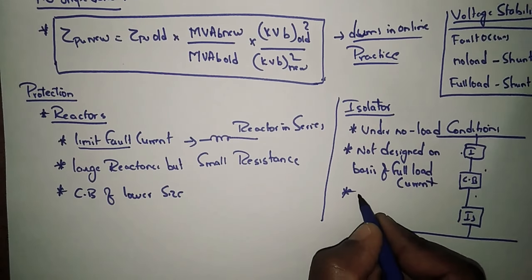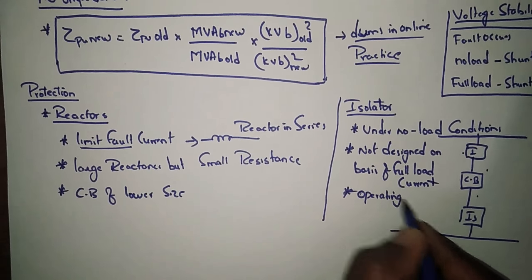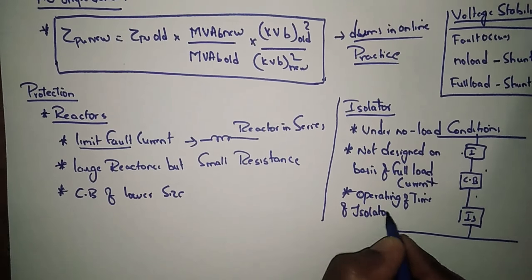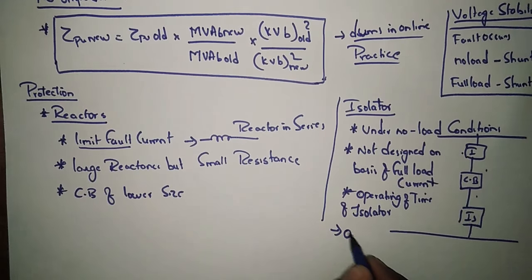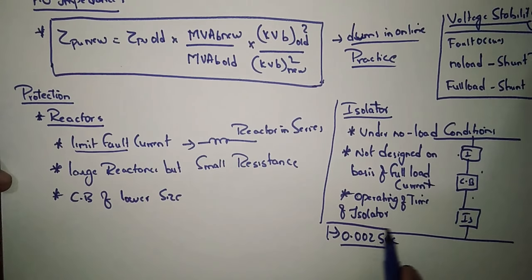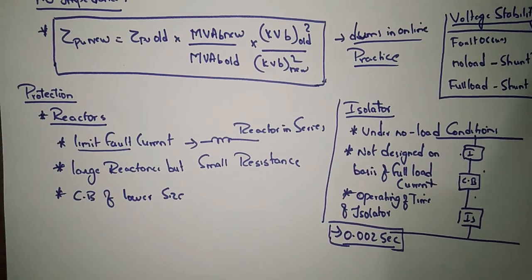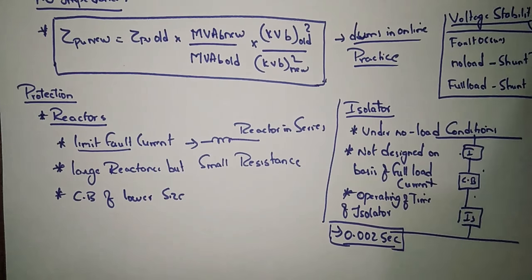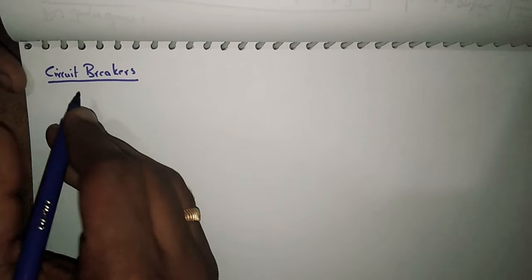One more point I would like to add is that the operating time of an isolator is 0.002 seconds. So far this is all about power systems part 13, and now we are going for another important topic, circuit breakers.